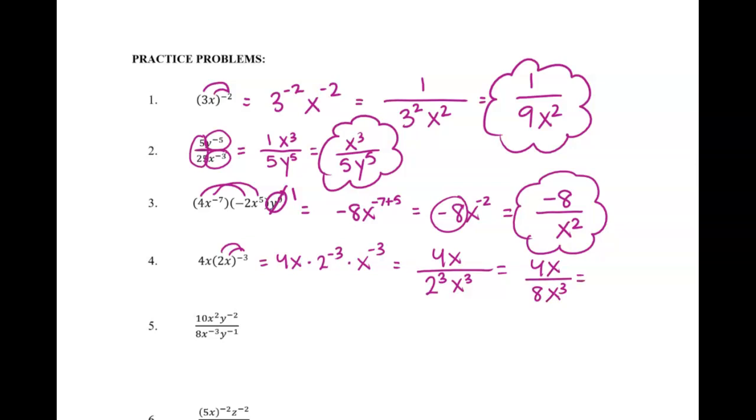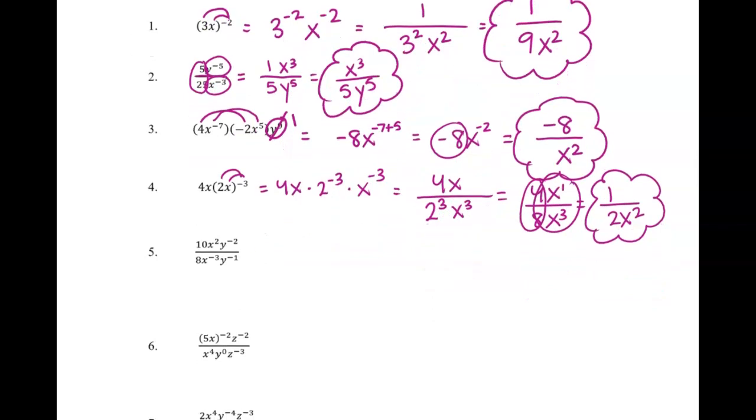Not quite done. Keep our fraction. 4 over 8 simplifies to 1/2. Now there's a couple ways to do this. I'm going to show you the way I tend to do it. This is like an x to the first power. So if we simplify this, it's a fraction. We'll subtract the exponents. 1 minus 3 is x to the negative 2nd. So I'm going to put it to the bottom and make it positive. So we get 1 over 2x squared.